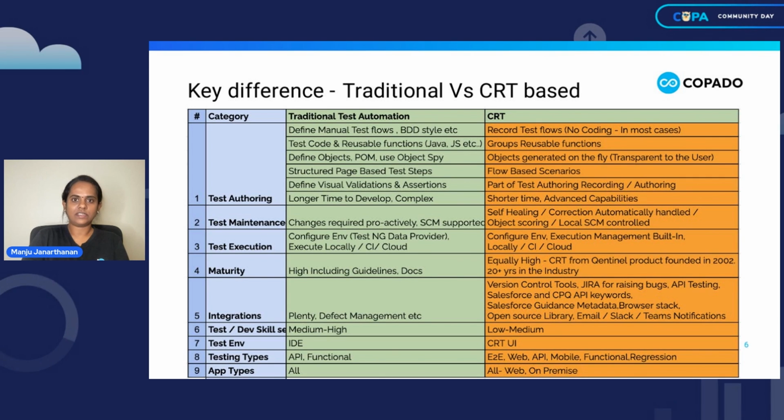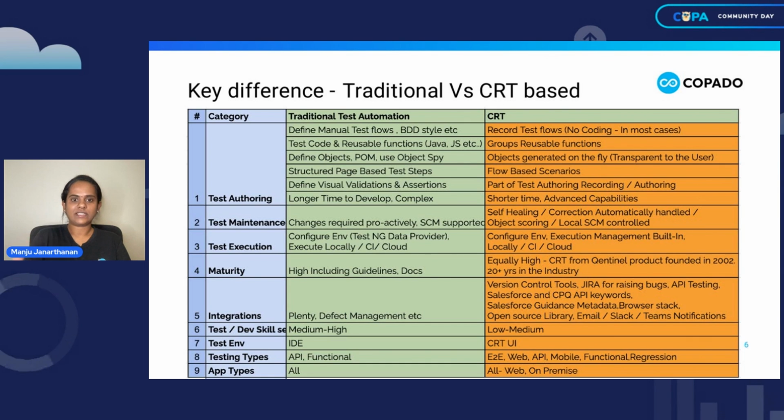For the people who have worked there, they would have done all these steps, but we will actually come to know here what is the difference in each category, right? We'll go starting from test authoring. If you take a framework based automation and CRT, if you want to define manual flows, if you want to define your page object model, object spy, all the test steps, visual validation and assertion, everything has to be done by a test engineer, in the traditional test-based automation.